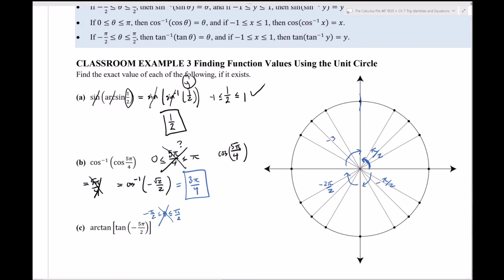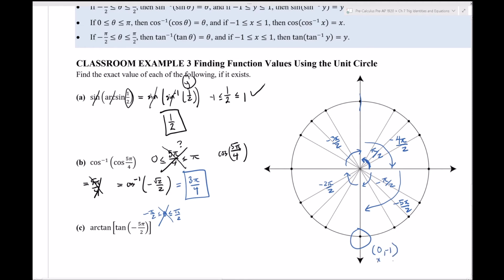This is negative 3 pi over 2. This is negative 4 pi over 2. And then we finally get negative 5 pi over 2 out here. So negative 5 pi over 2 would be here. So that took a little bit of a rotation to find out where that was going to be. Then I want those x and y coordinates. This is 0, negative 1.